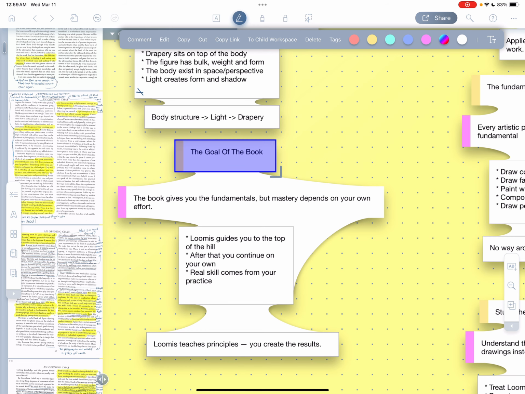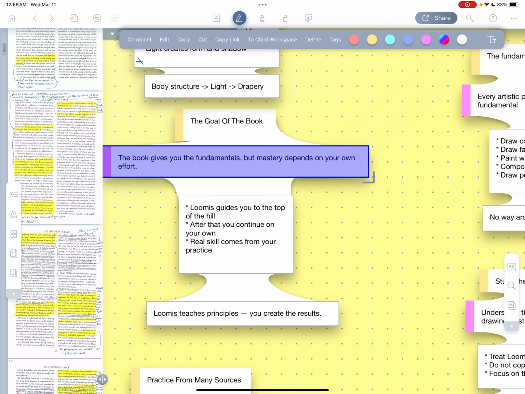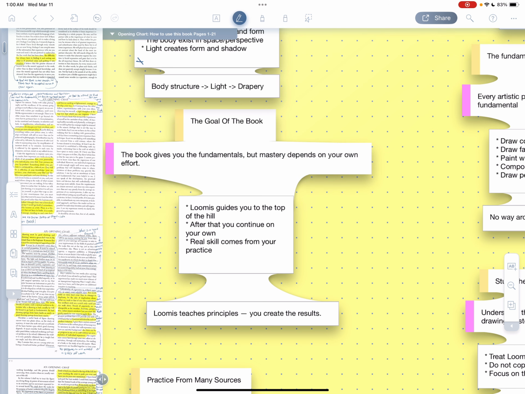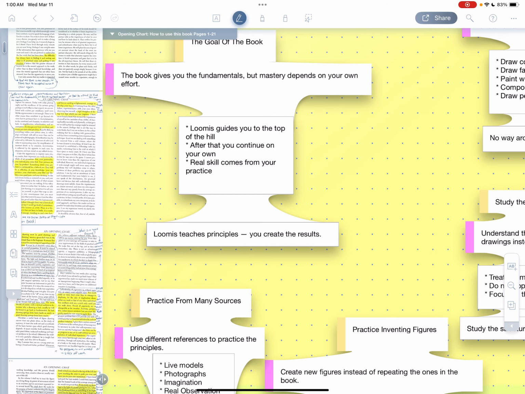Then he goes on to talk about the goal of the book. The book gives you the fundamentals, but mastery depends on your own effort. He tells you up front that this book will get you good, but that depends on how much effort you put into it and how many times you repeat, repeat, repeat. Loomis guides you to the top of the hill. After that, you continue on your own. Real skill comes from practice.